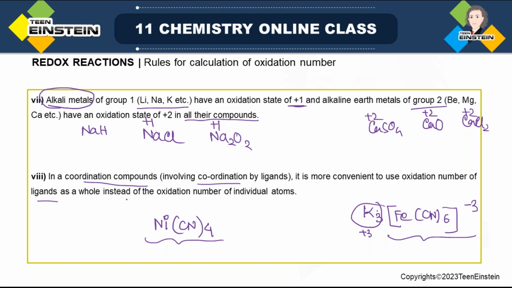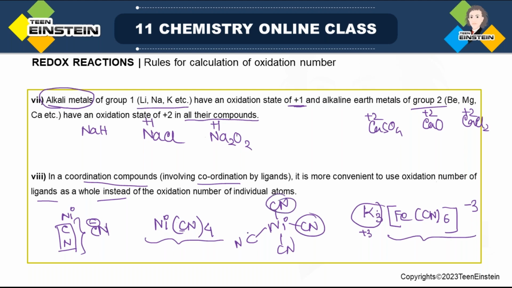In this case, we use the oxidation number of the ligands as a whole. Here we have 3 elements, nickel, carbon, nitrogen, but we do not consider separate oxidation states for carbon and nitrogen. We consider them together for the ligand, which is CN minus. So don't calculate the charge of C and N separately. The structure is like this, 4 CN coordination bonds will be there. So we consider each CN as if it is a single atom. So it will contribute -1 charge.